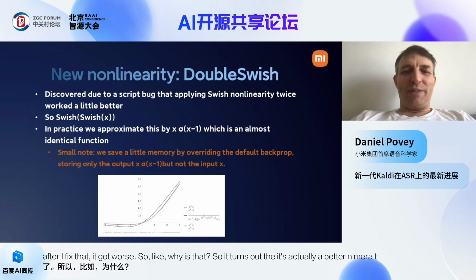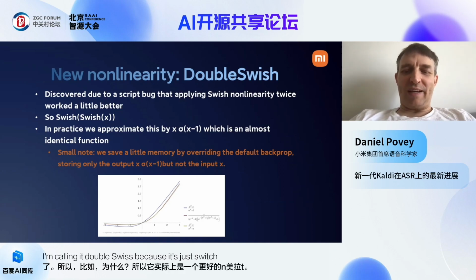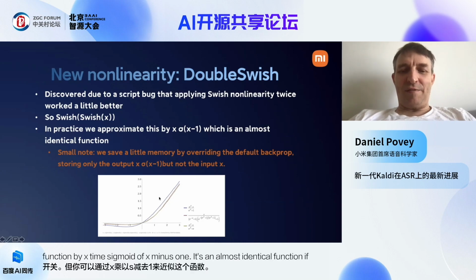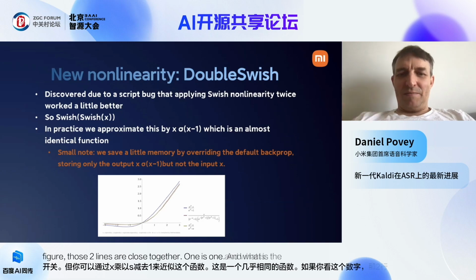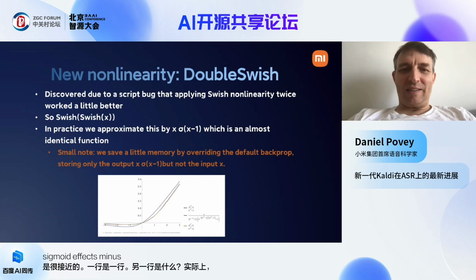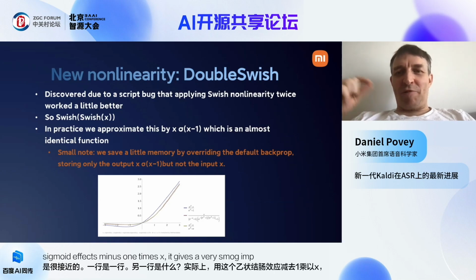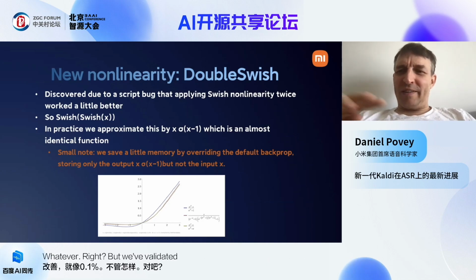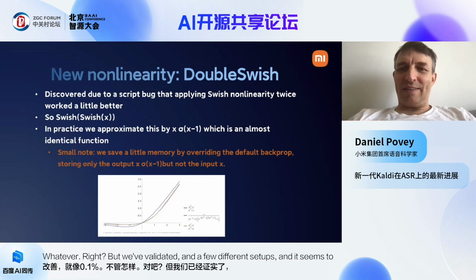I'm calling it DoubleSwish because it's just swish of x, but you can approximate that function by x times sigmoid of x minus 1. It's an almost identical function. If you look at that figure, those two lines are very close together, one is one and one is the other. So we're actually using this sigmoid of x minus 1 times x. It gives a very small improvement. It's like 0.1% whatever rate, but we've validated it in a few different setups, and it seems to be consistent and real.